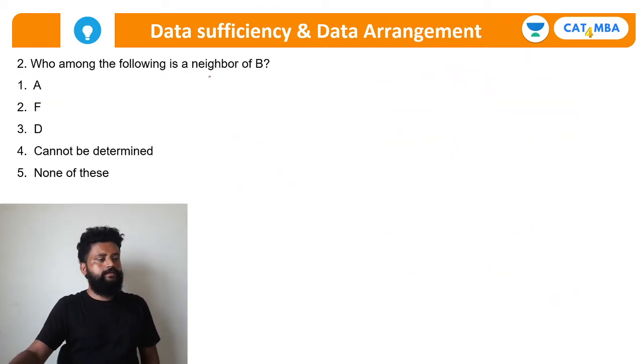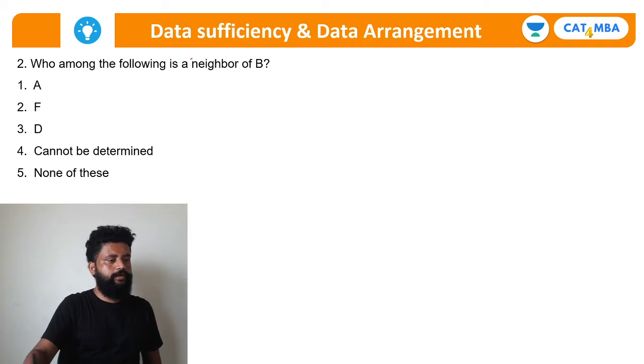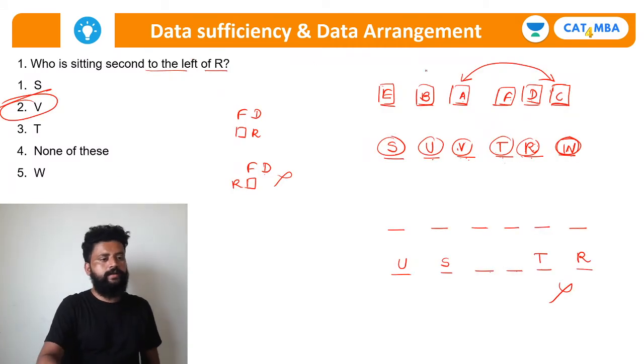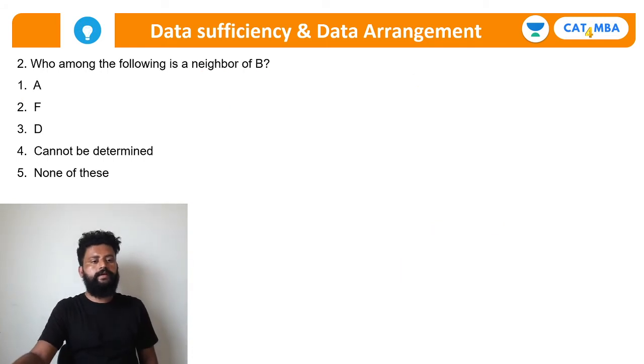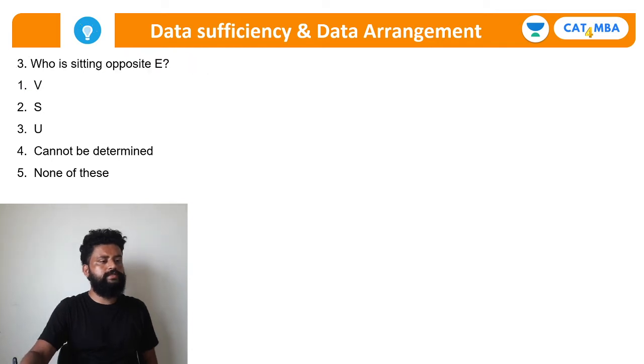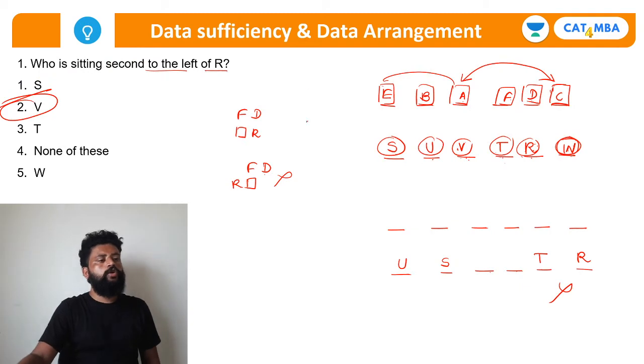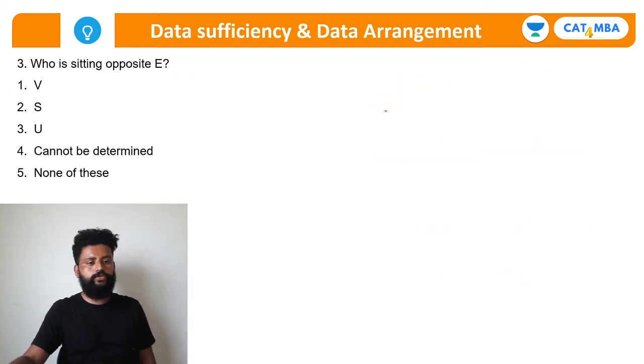Okay. Who among the following is a neighbor of B? A and E both are neighbors of B, none of this. We'll go for none of this. Anyways, we can say A because who among the following. Next one, who is sitting opposite to E? S.